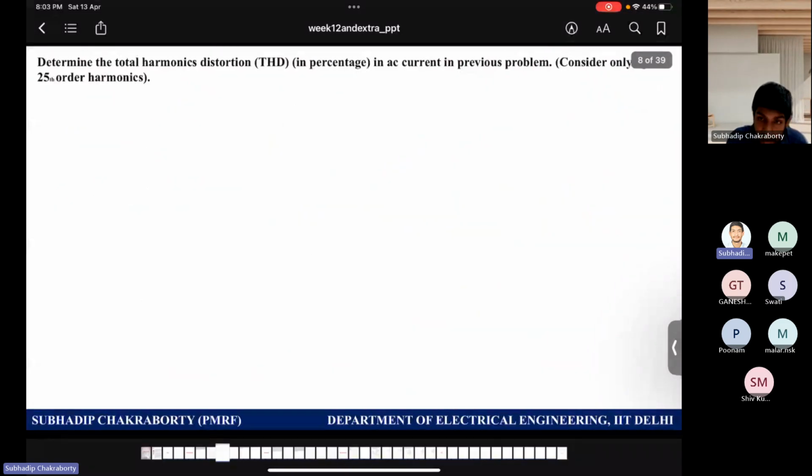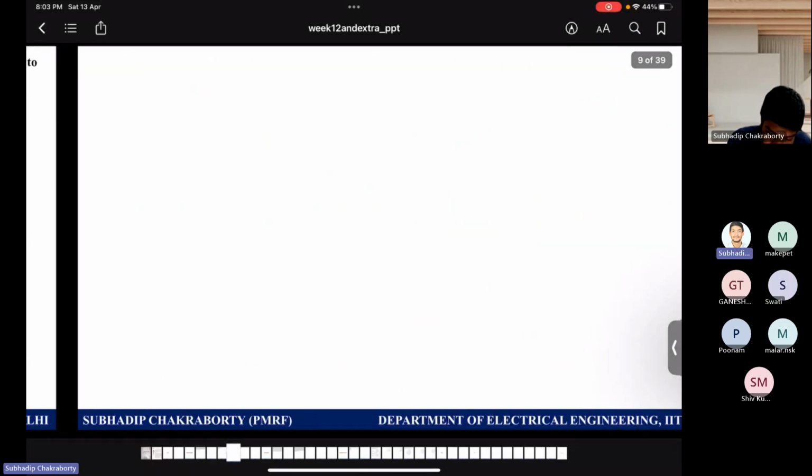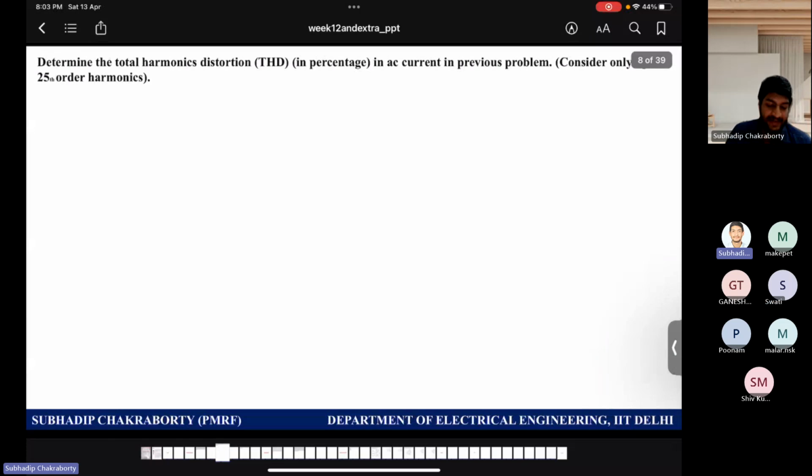The next problem is a follow-up question where they are asking you to calculate the THD. Simple. We have the information about the harmonics up to the 25th. Once you have all the information about the strength of the harmonics in an AC signal, you can easily determine its total harmonic distortion. So what is the formula of total harmonic distortion?